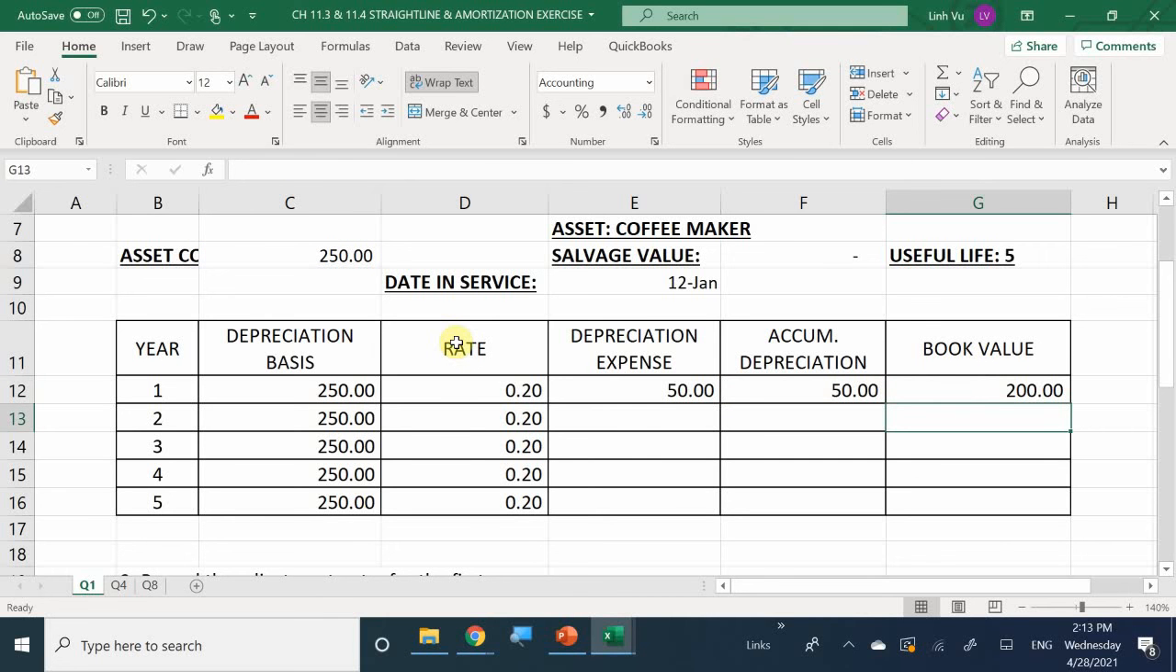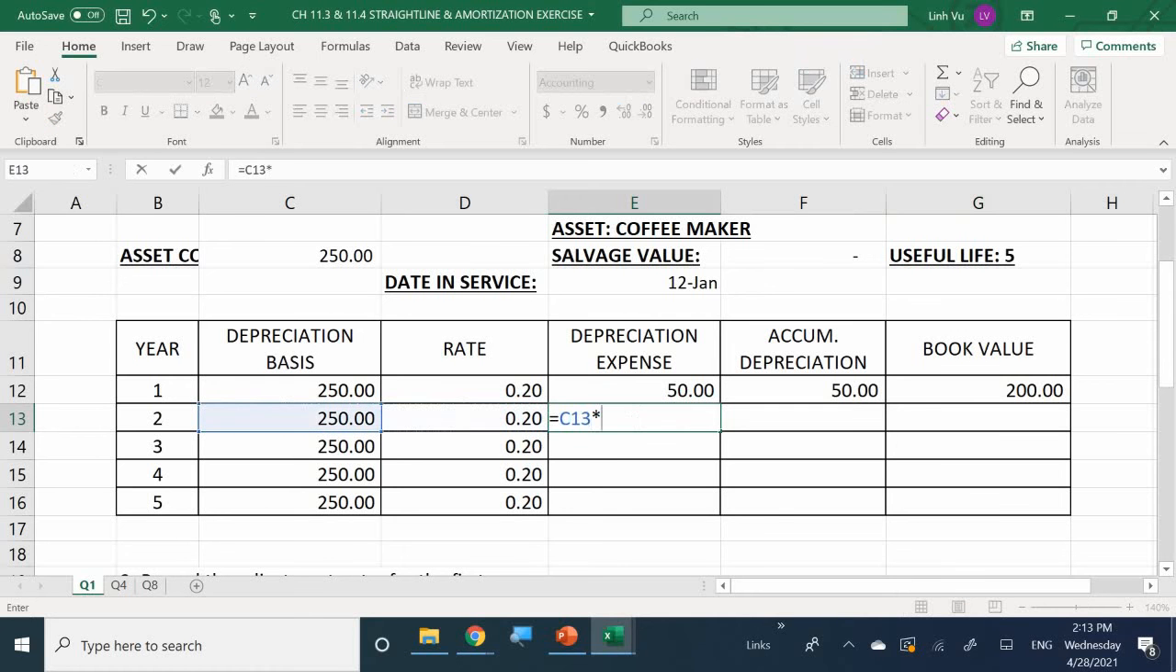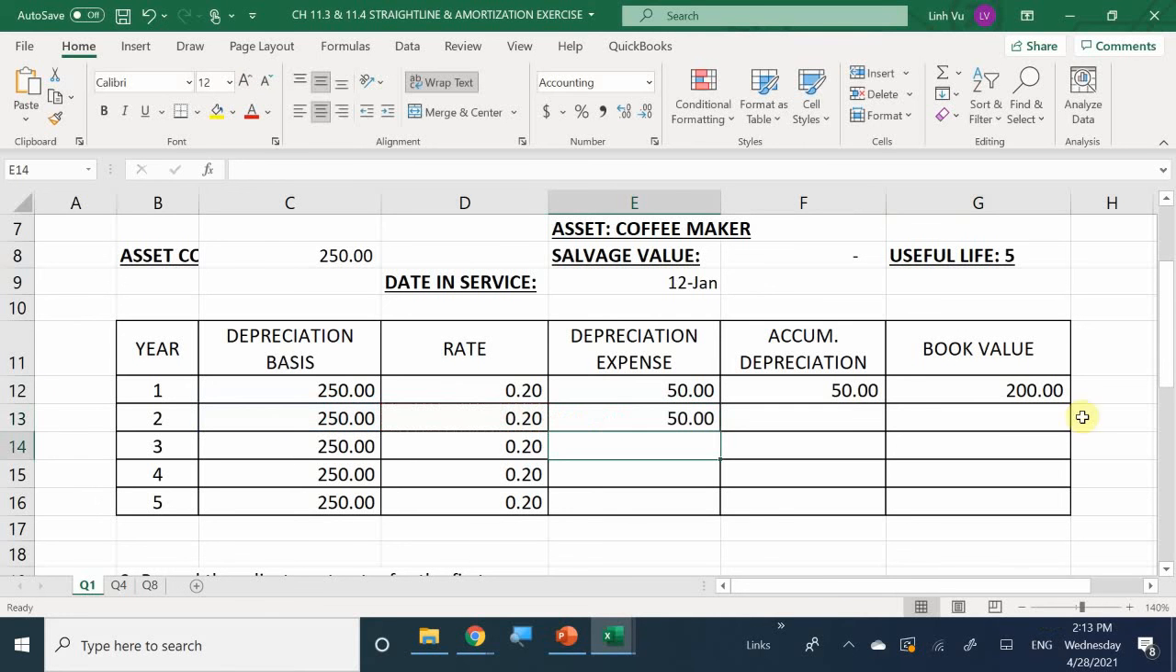So then, if my depreciation expense for year 1 is $50, what's my depreciation expense for year 2? $50. Again, it's your basis times your rate, and if my basis and my rate stay the same, then if I multiply these across, I still get the same number. So here we can assume that these are all going to be the same. Okay? So now all I have to do is start calculating my accumulated depreciation and my book value.